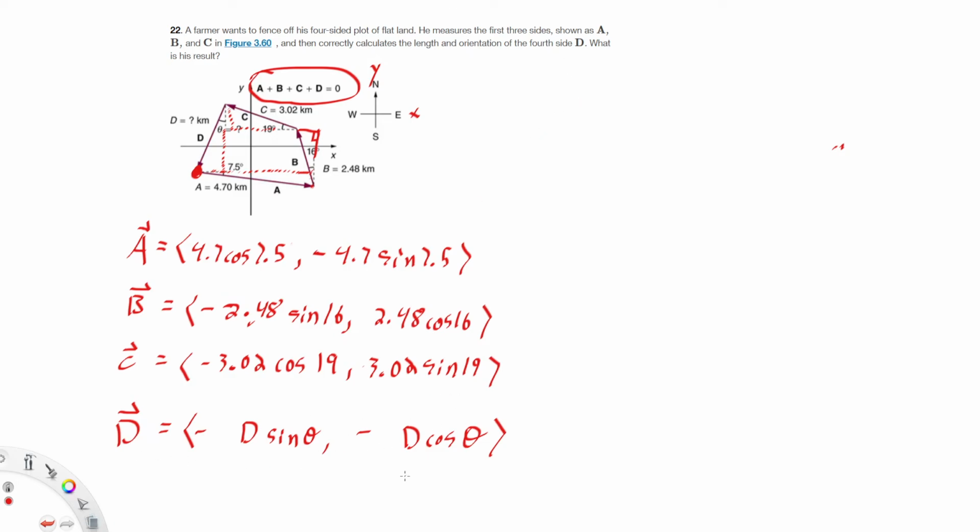Okay. So we can't attack D directly, but we can maybe sum up these three things. So let's say A plus B plus C equals R. And to add up these bits, we're just going to add up the x components of A, B, and C. That'll be the x component of R. And we'll add up the y components of A, B, and C. That'll be the y component of R.